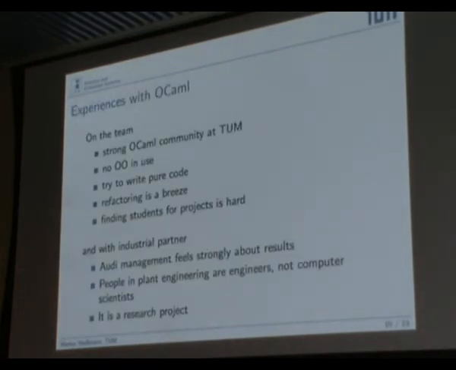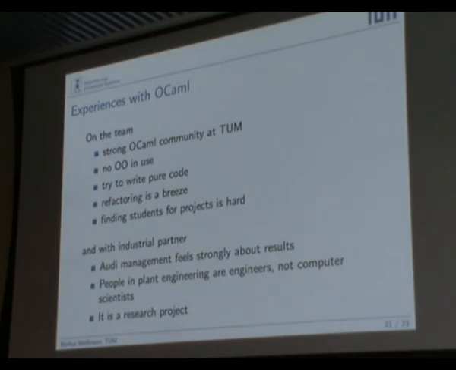So, for our experiences with OCaml on our team, we have a strong, I think it's not so big, but it's a very strong OCaml community at TUM. This helps a lot. We don't use any object orientation so far. I have a plan for using first-class modules, and Florian has thought about using GADTs, of course, for the compilers. We're trying to write pure code, so side-effect-free code all the time, and this actually helps a lot for refactoring, for the type system, and with pure functions, refactoring is very, very nice.